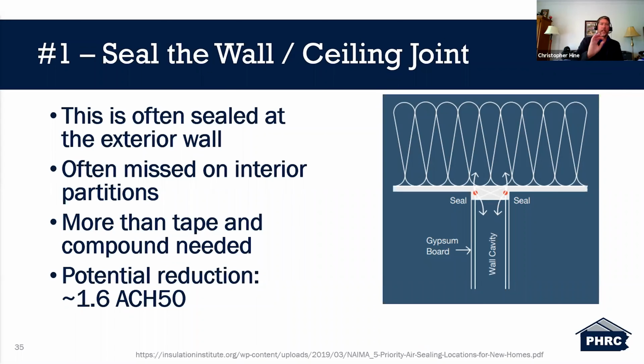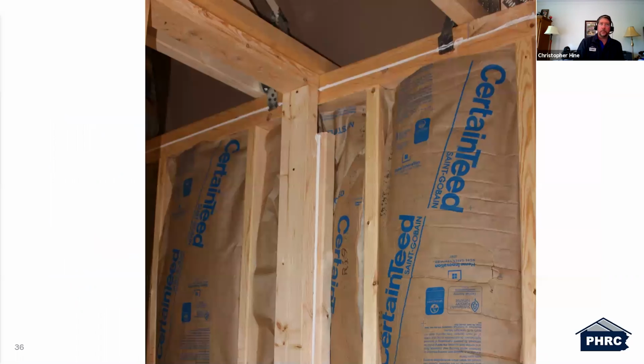But what's pretty neat here is you have the potential reduction here at the bottom, which is around 1.6 ACH50. These are numbers given by this document saying if you do a good job in sealing these areas, you have a potential reduction of 1.6 ACH50. So here's a picture that shows an exterior wall with an interior partition coming into it. And this interior partition is running parallel with those trusses. So you're going to have nailers attached to the top of it, which gives you a really good area for air sealing.